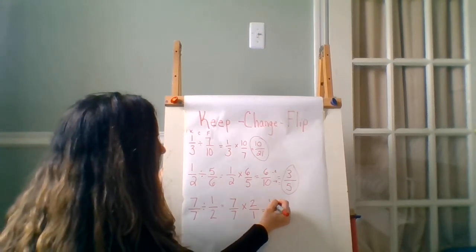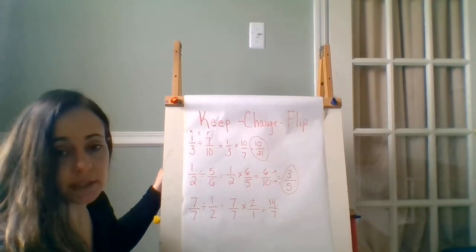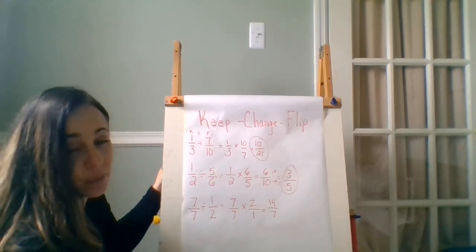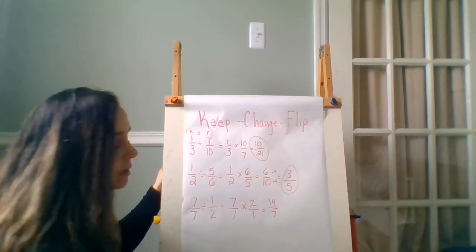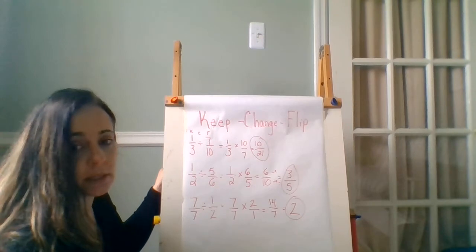7 times 2 is 14. 7 times 1 is 7. And of course, this is an improper fraction, needs to be renamed. It's just 14 divided by 7, and we should know, and I know you know, that that's 2. Therefore, the quotient is 2.